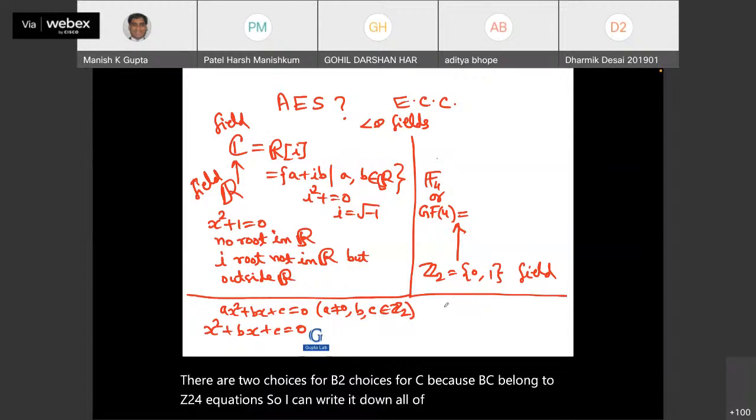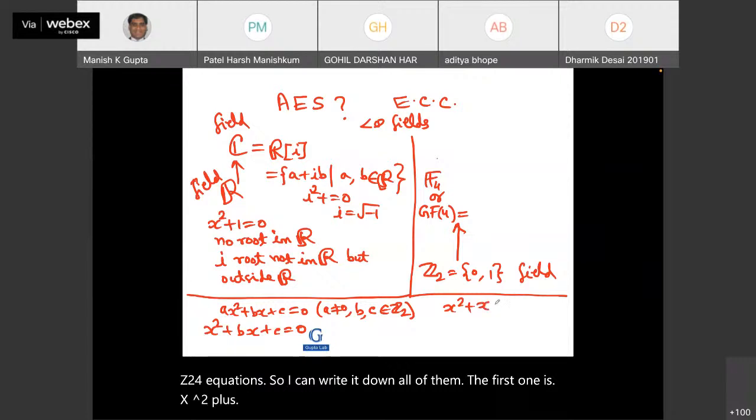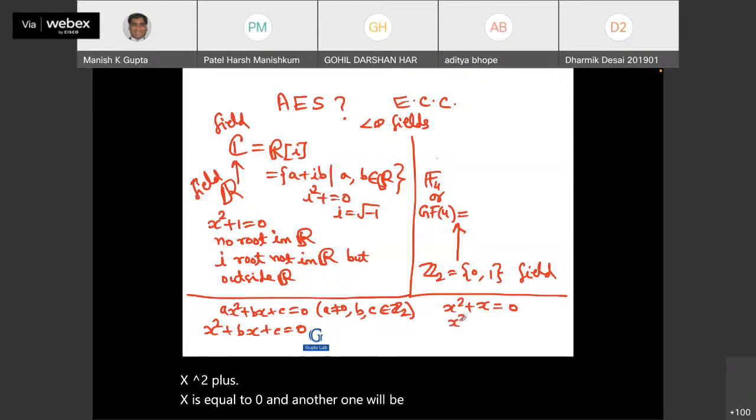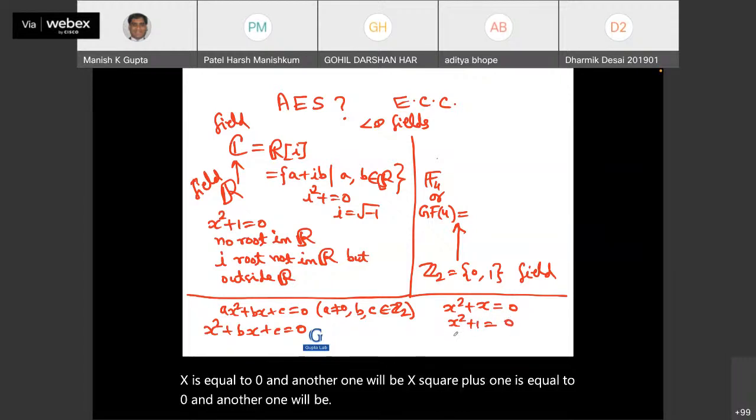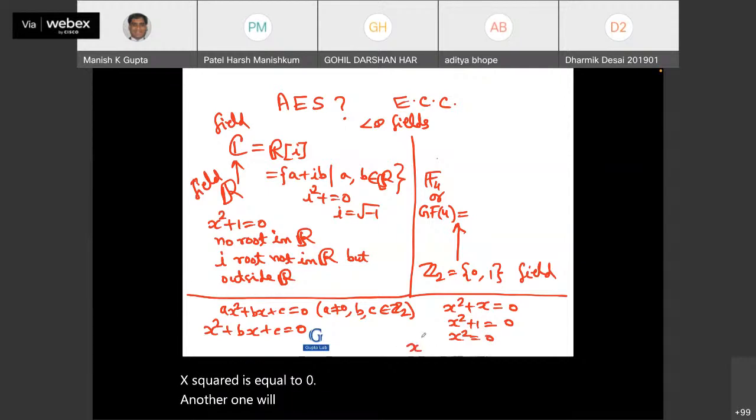So I can write down all of them. The first one is x squared plus x is equal to 0. Another one will be x squared plus 1 is equal to 0. Another one will be x squared is equal to 0. Another one will be x squared plus x plus 1 is equal to 0. Now, does any of these equations have a root in Z2?